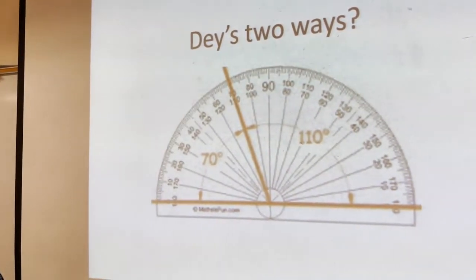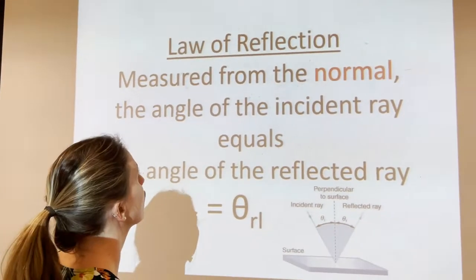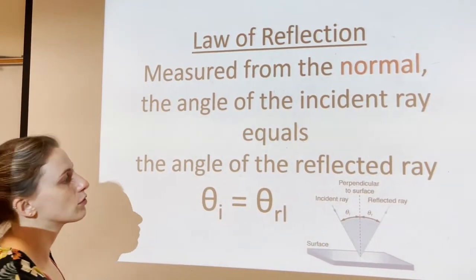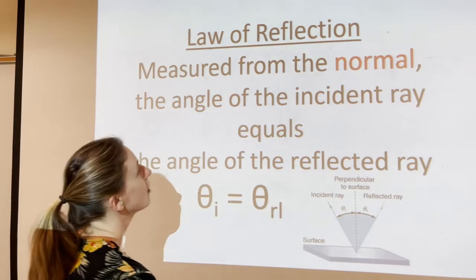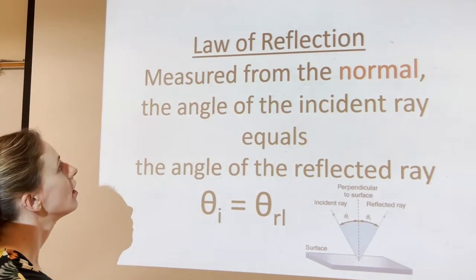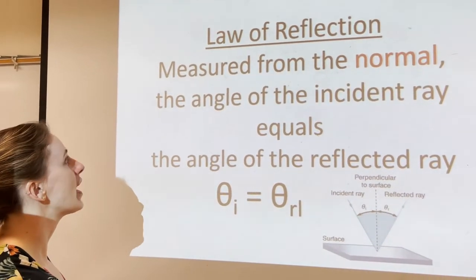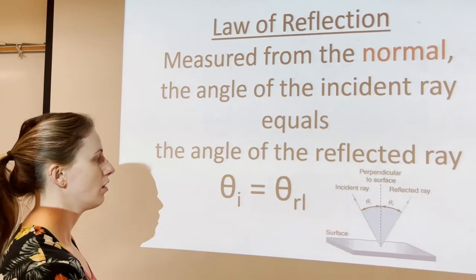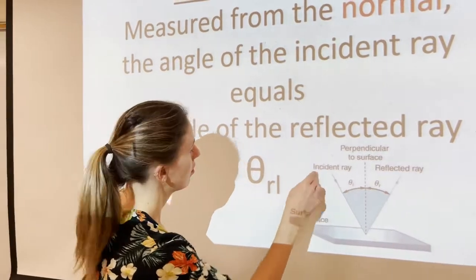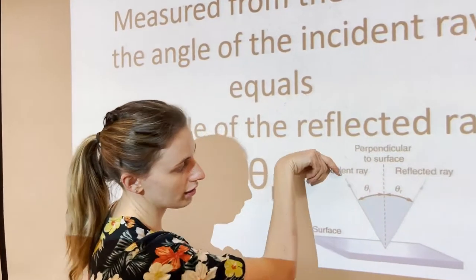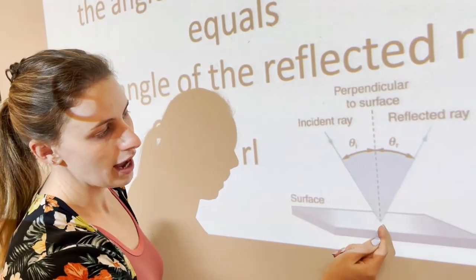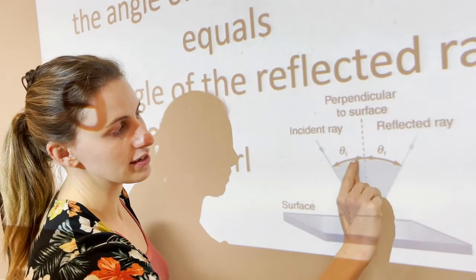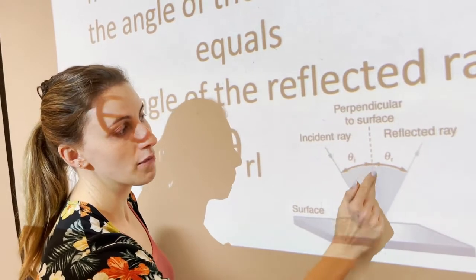Okay, so let's talk about the law of reflection. So the law of reflection, measured from the normal. The normal is this thing, right? Perpendicular to a point on the surface. Measured from the normal, the angle of the incident ray equals the angle of the reflected ray. And then here's an equation that says the same thing. So we've got our incident ray coming in. It hits the surface at that point. That's that perpendicular, and it's going to leave at what angle? An angle that's exactly equal to the angle that it came in from the perpendicular.